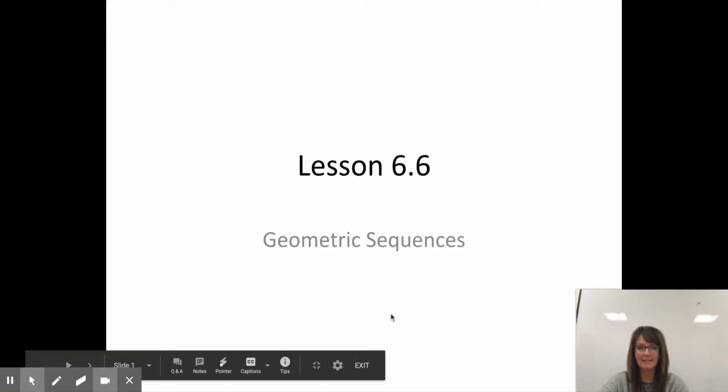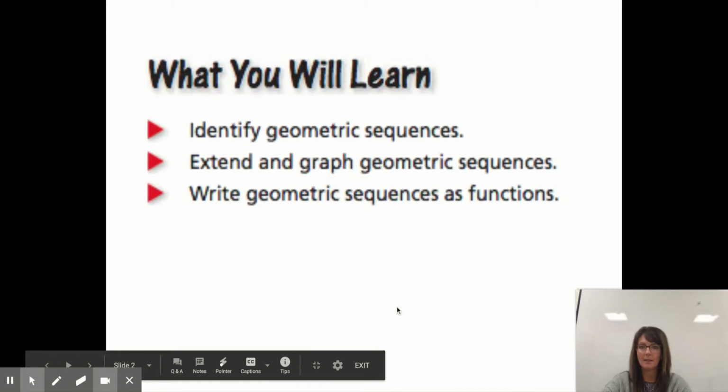Here we are, lesson 6.6, geometric sequences. This is the last lesson that we are going to do in chapter 6. So we're going to identify geometric sequences and extend and graph a geometric sequence.